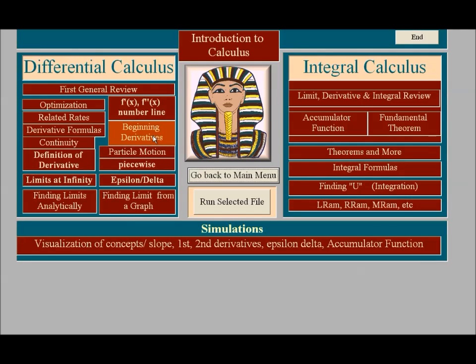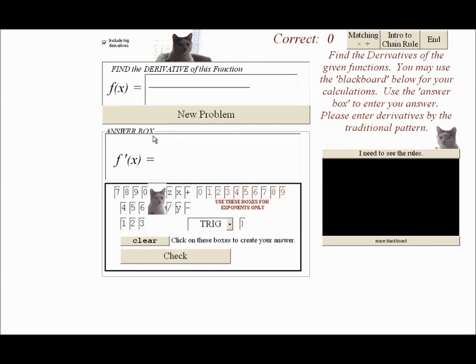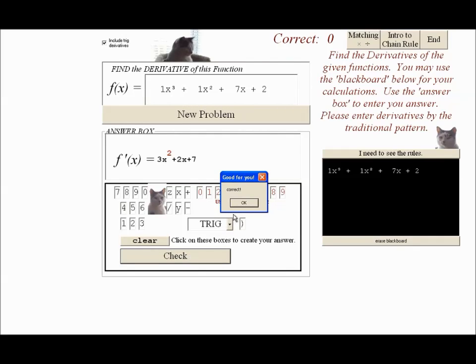Beginning derivatives here is just to give you some way to get instant feedback on some introductory problems. It's not earth-shaking or anything. You're given a new problem, and then it's a nightmare to enter the answer, but say you wanted to put in the answer here, you'd say 3x squared plus 2x plus 7. That's a polynomial, no big deal. Check. Good for you. You're correct.